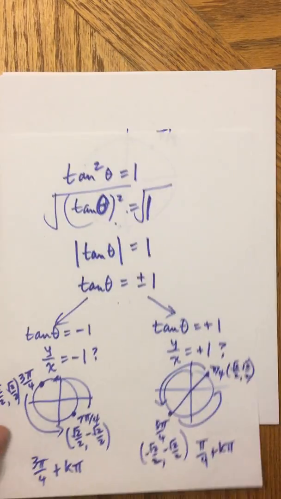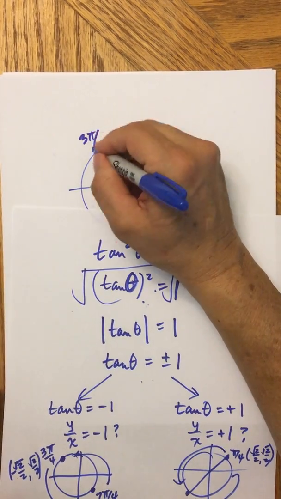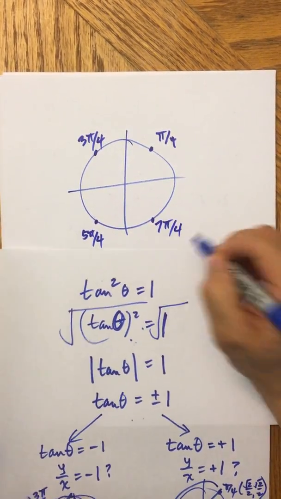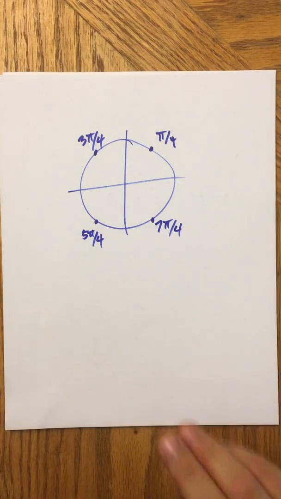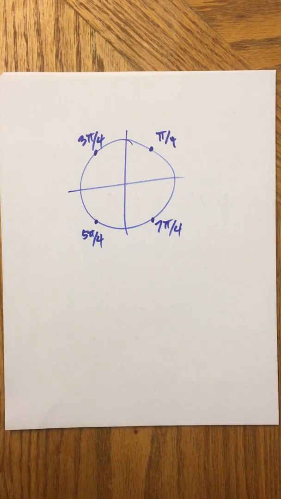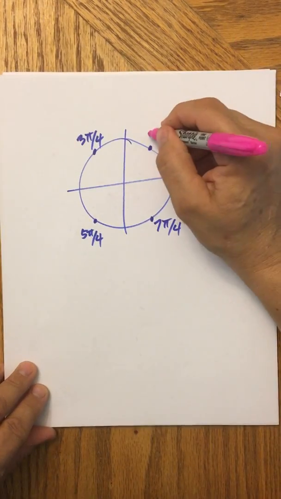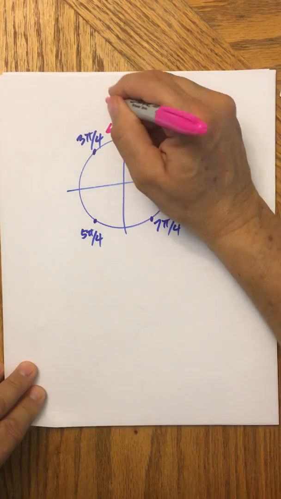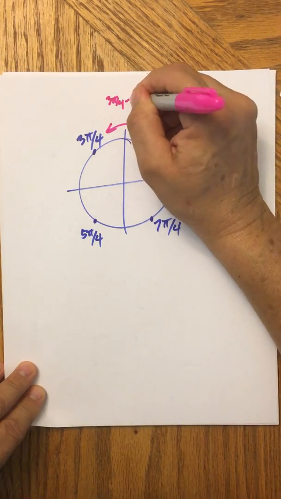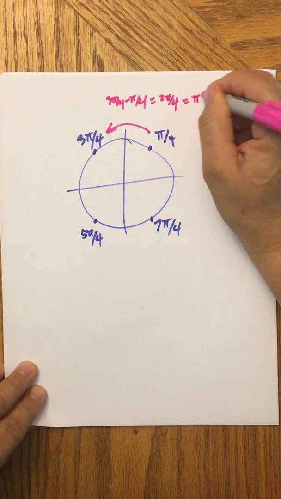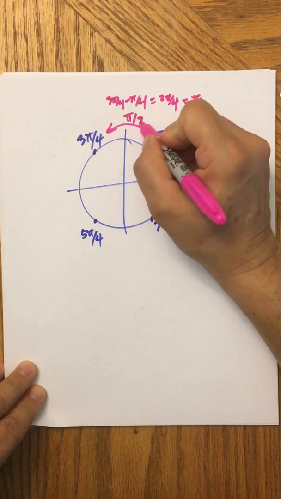So we got pi over 4, we got 3 pi over 4, we have 5 pi over 4, and we have 7 pi over 4. So the real question is then, can we put these two that are separate, can we put them together? I think we can, because what's the distance between here and here? Well, what's 3 pi over 4 minus pi over 4? It's 2 pi over 4, which is pi over 2. So this distance is pi over 2.